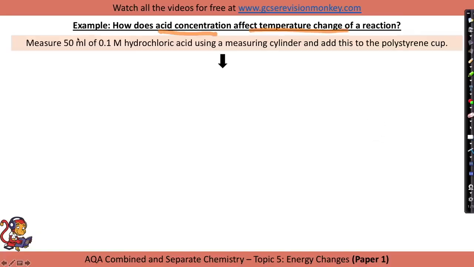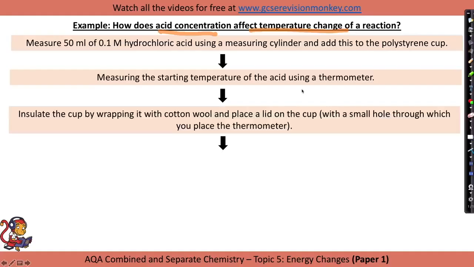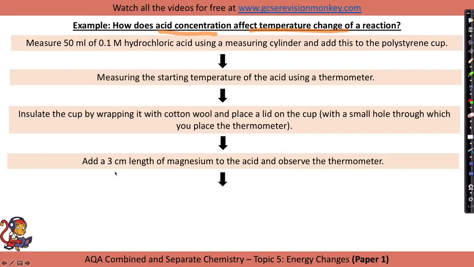So we can measure 50 ml of a 0.1 molar hydrochloric acid using a measuring cylinder and add this to the polystyrene cup. We need to measure the starting temperature of the acid using a thermometer. Insulate the cup by wrapping it with cotton wool and placing a lid on the cup. Add a 3 cm length of magnesium, for example, to the acid and observe the thermometer.